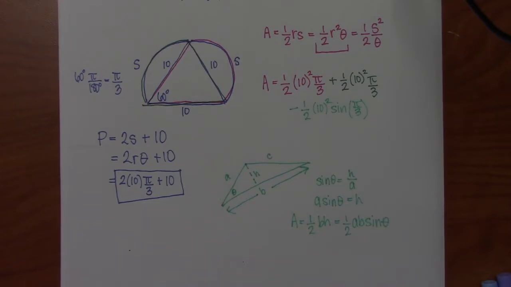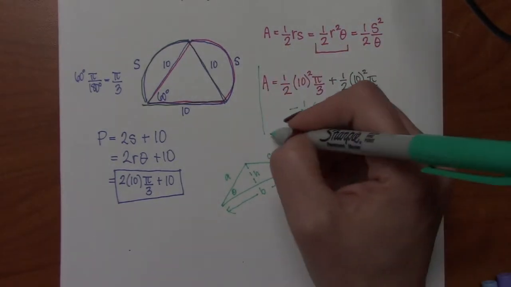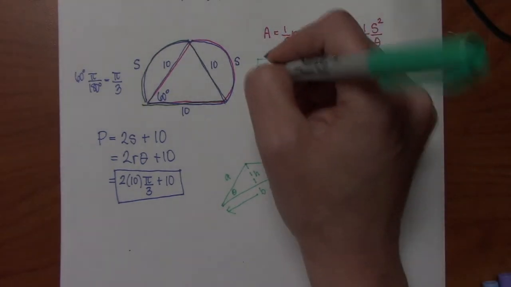So if you had written sine 60 degrees there, that would also be okay. It's just you would have to make sure that your calculator was in degree mode if you wanted to actually compute this out. So this is the exact answer for the area of the arch.